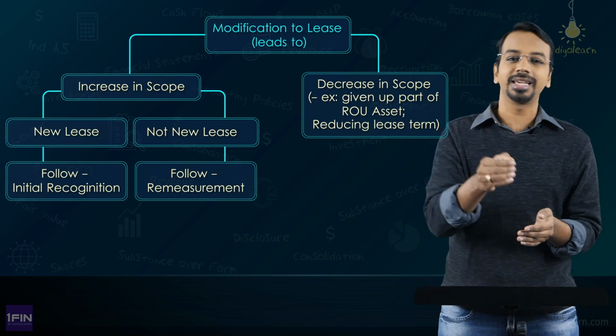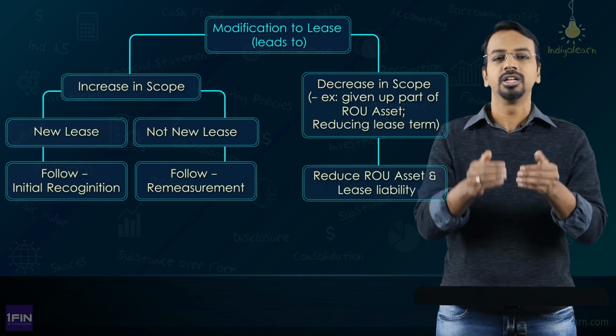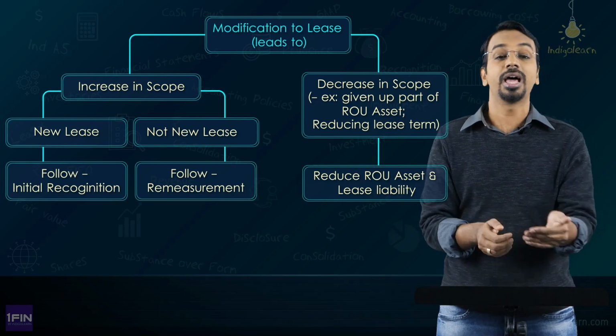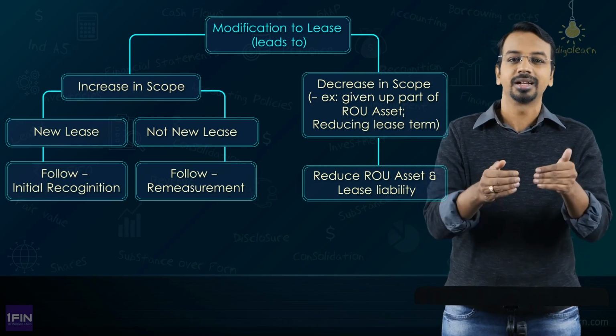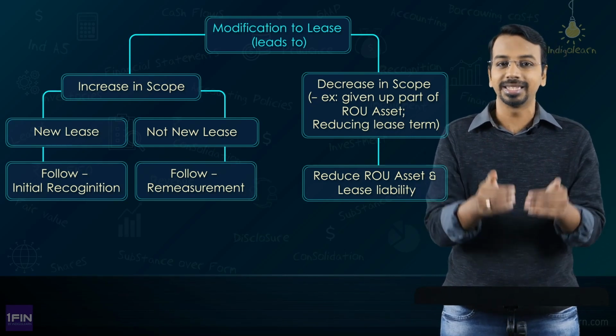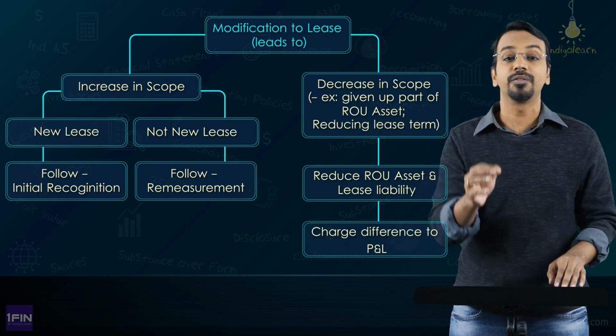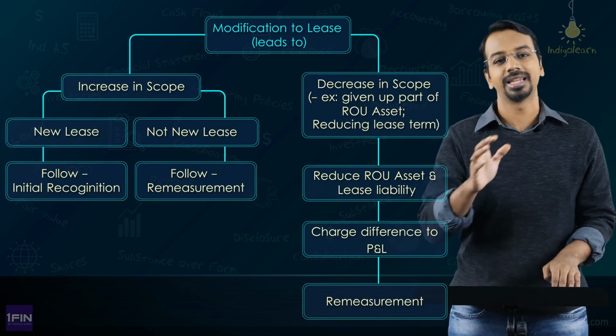So, if there is a decrease in right of use asset, then you have to proportionately reduce the right of use asset. You will have to reduce the lease liability considering the balance asset, and then whatever is the difference, first you charge that to P&L before remeasuring the lease liability.